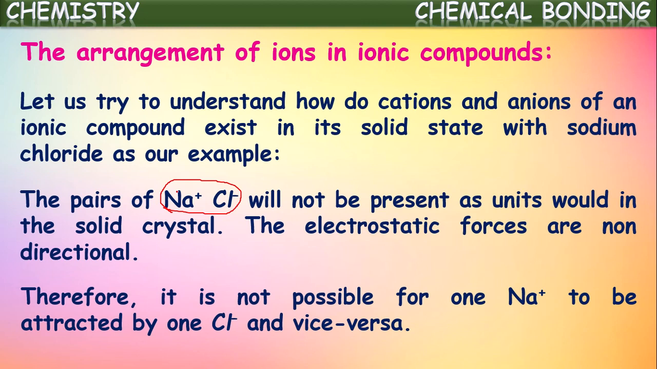Even the smallest part of a sodium chloride crystal contains so many Na+ ions which are surrounded by so many Cl- ions. Thus, we can say ionic compounds do not exist as molecules. They exist as crystals with so many oppositely charged ions held together.